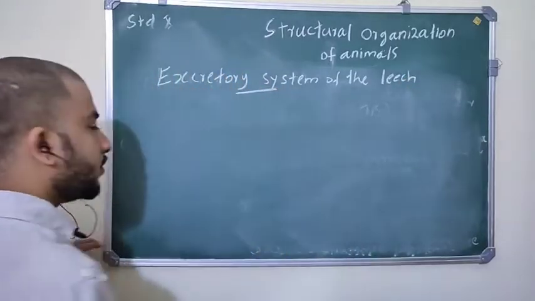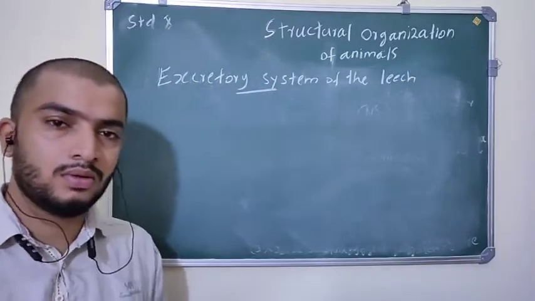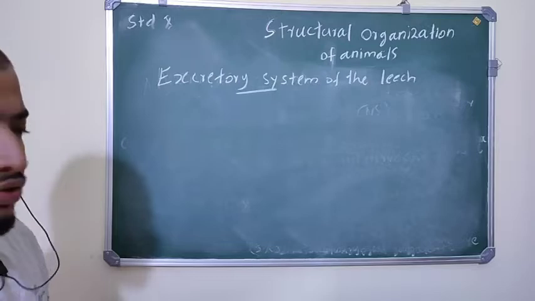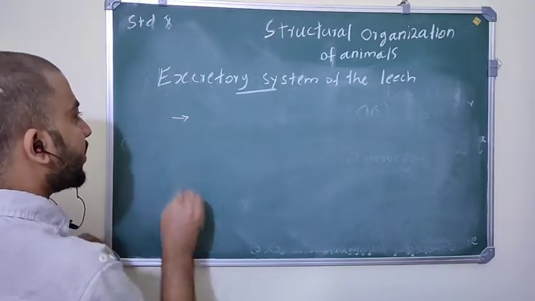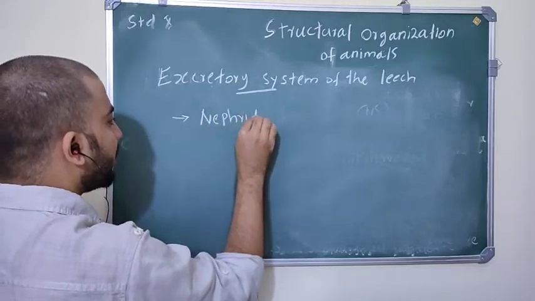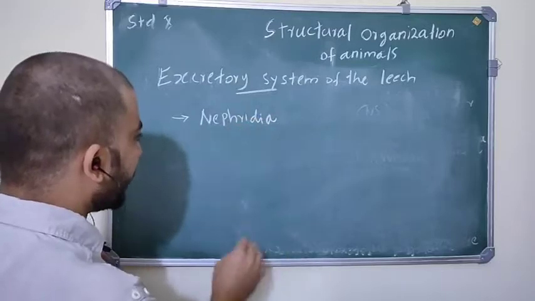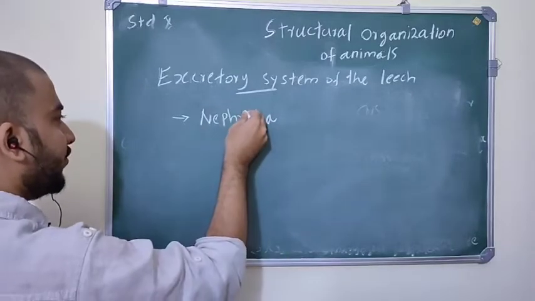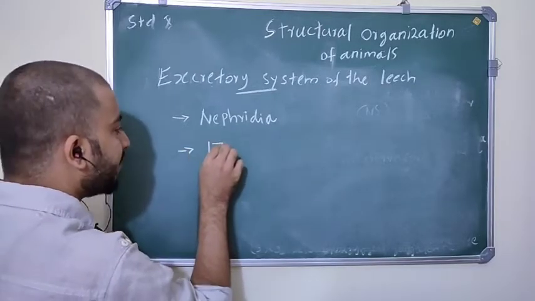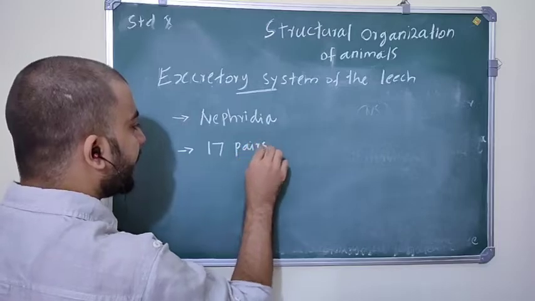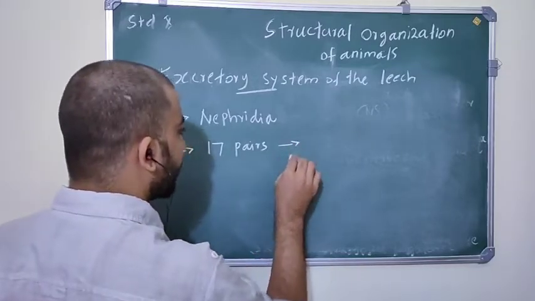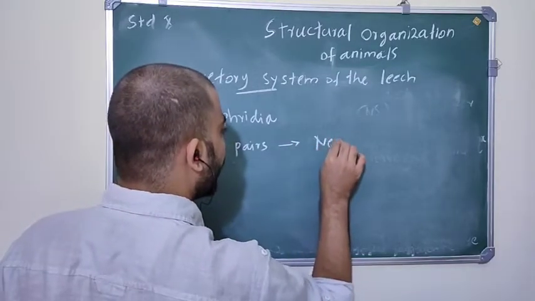Okay. So the excretory system, what do they do? They eliminate the waste materials from their body. The excretory system consists of an excretory organ called nephridia. Whatever waste materials are in their body are eliminated with the help of nephridia. In total, 17 pairs of nephridia are found in the leech, and these 17 pairs of nephridia open out by nephridiopores.